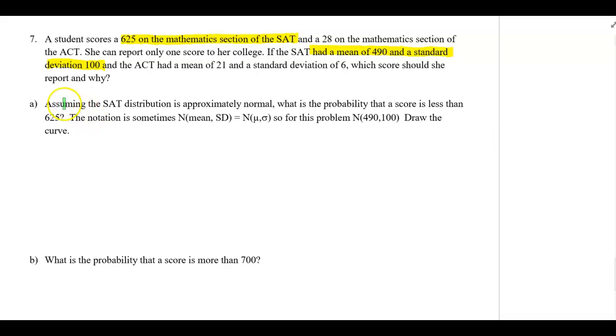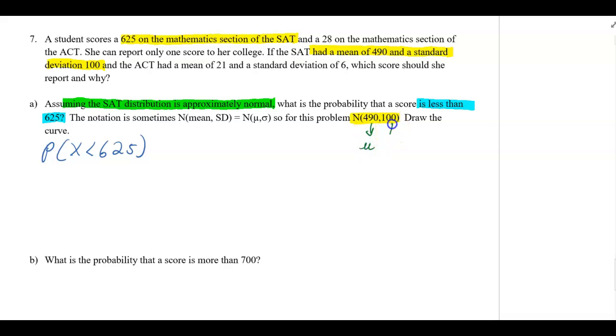So if you look at part A, assuming the SAT is normally distributed, find the probability that the score is less than 625. So what I mean by that, I want to know the probability that X is less than 625. And we know from what I highlighted in yellow that we have a normal distribution with a mean of 490 and a standard deviation of 100. So remember, the first number is the mean, the second number is the standard deviation.